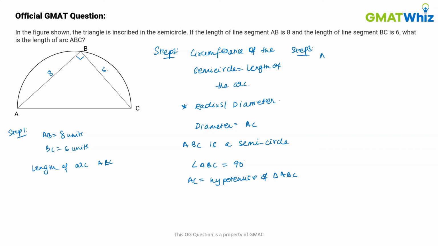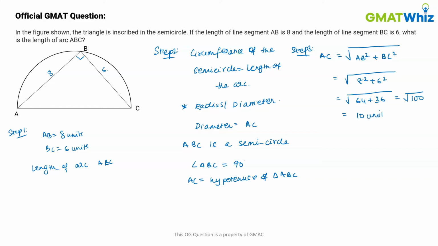Now the length of AC will be equal to root over of AB squared plus BC squared. This is equal to root over of 8 squared plus 6 squared. Now 8 squared is 64 and 6 squared is 36, which is equal to root over of 100. So the length of AC is 10 units, which is also equal to the diameter of the circle. Therefore, the radius of the circle will be equal to 10 by 2, which is equal to 5 units.